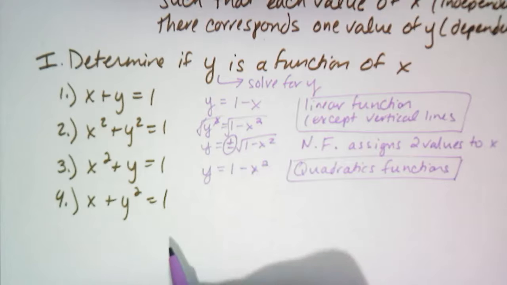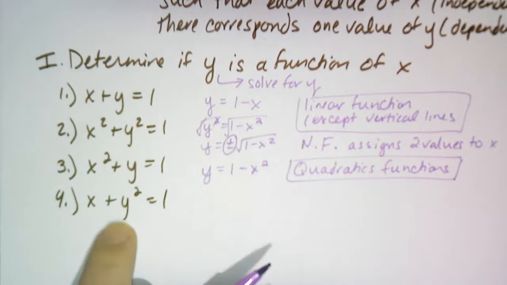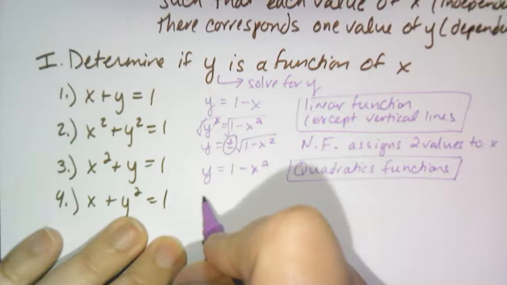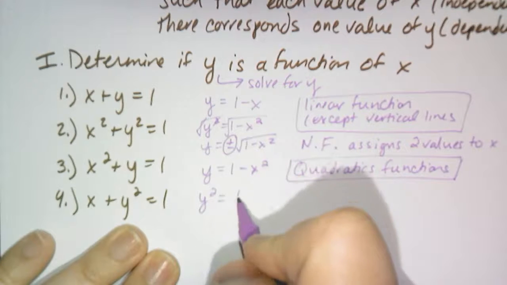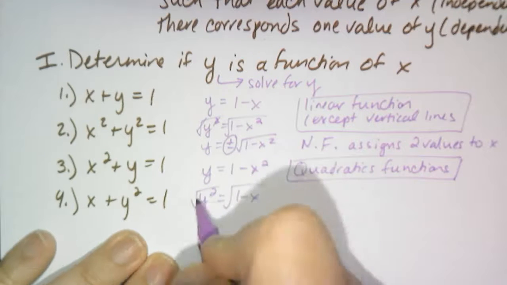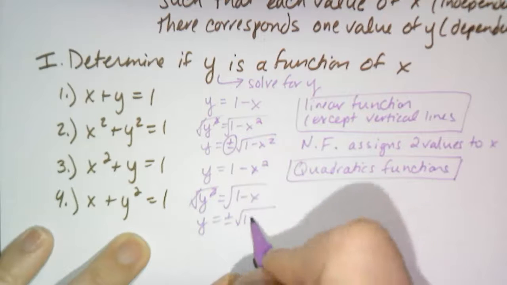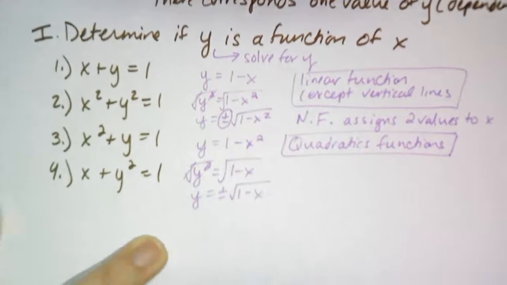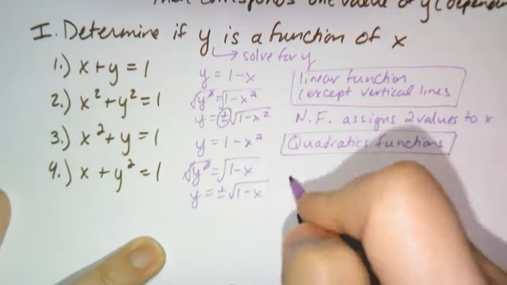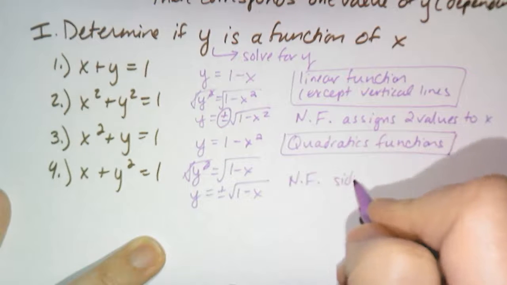Well, it actually is this way, the square root one, and its reflection. It's actually a sideways parabola when the y is squared. And again, if you solve for y and take the square root, you're going to get two values assigned to this value of x that you plug in. So this one is not a function. This is a sideways parabola.